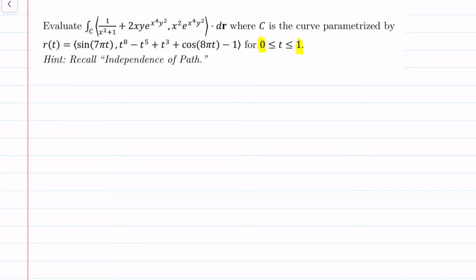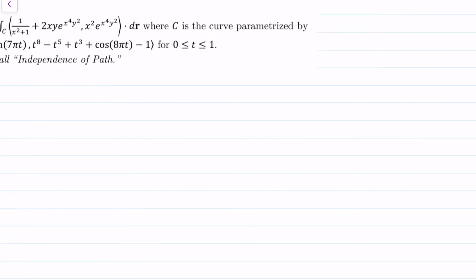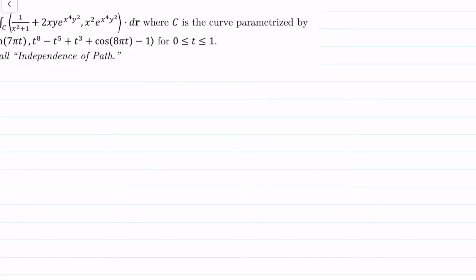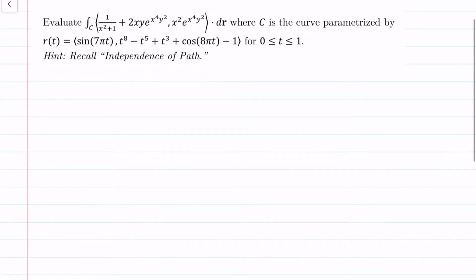And it could be that this is a closed loop. I don't think it is. If it is, you can use Green's theorem, of course, but I don't quite think that's the case. But we can figure that out by plugging in t equals 0 and t equals 1. Let me just write r of 0.